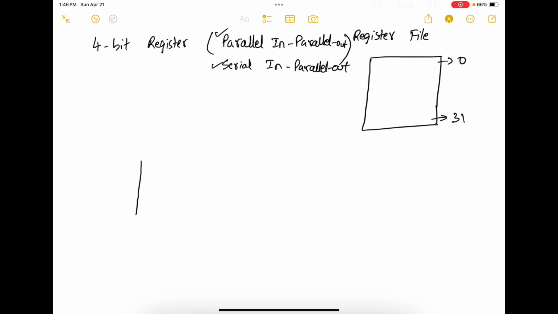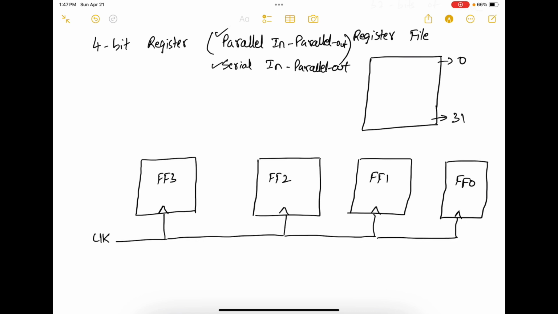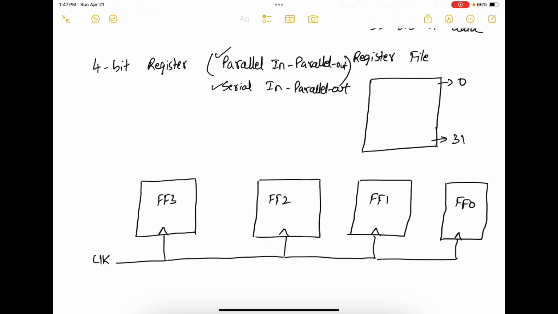So for a 4-bit register, you have 4 flip-flops: flip-flop 3, flip-flop 2, flip-flop 1, and flip-flop 0. These are all D flip-flops. Each of them has a clock signal. So the clock signal goes here, here, here, and here. Each flip-flop has its own input. This is D3, this is D2, this is D1, and this is D0. Each has their own outputs, Q3, Q2, Q1, and Q0.